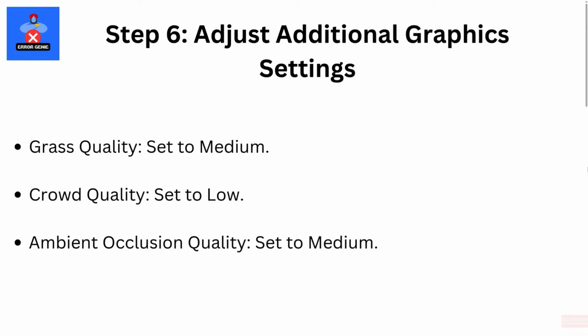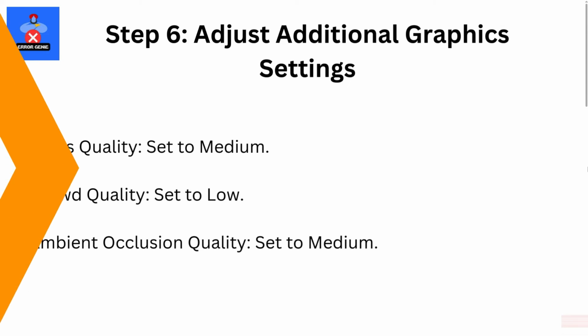Here are a few other settings to tweak for better performance. Grass quality, set to medium. Crowd quality, set to low. Ambient occlusion quality, set to medium.